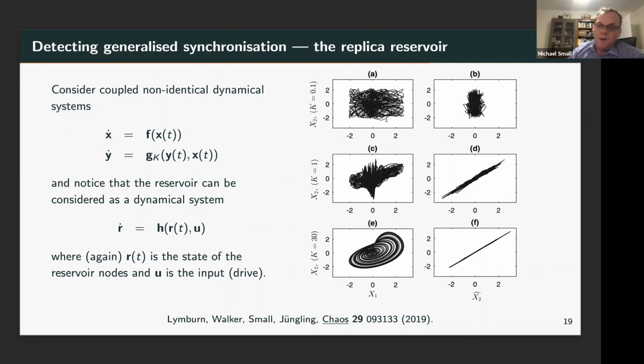There's no pattern between input and output. As we increase the coupling, there becomes some structure until we get this nice, well-defined chaotic system. But what we're showing on the right is what happens when we try to predict the Y system from the X system.